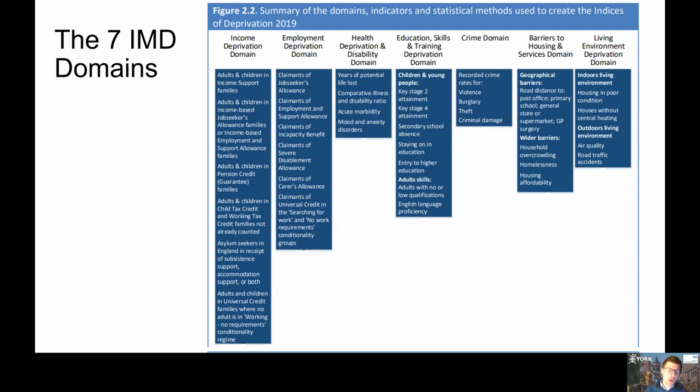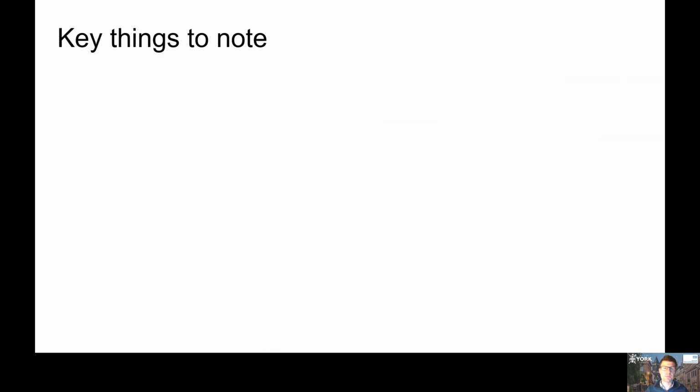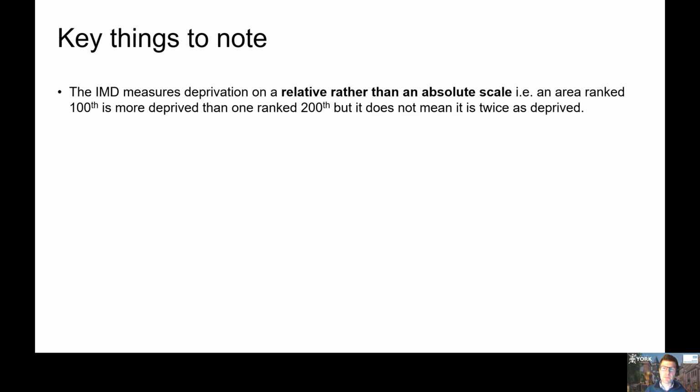This means, however, that the overall IMD rank or score of an area is a composite of 7 domains, which each have 4 to 6 indicators. So the IMD is a summary indicator of a number of summary indicators, and details can be lost in the process. So some key things to note.